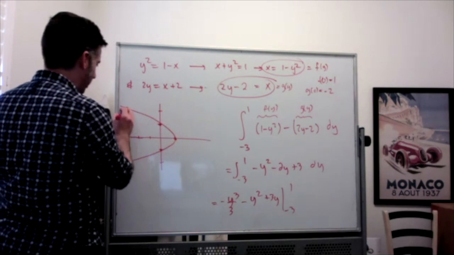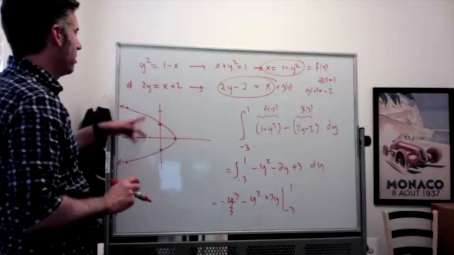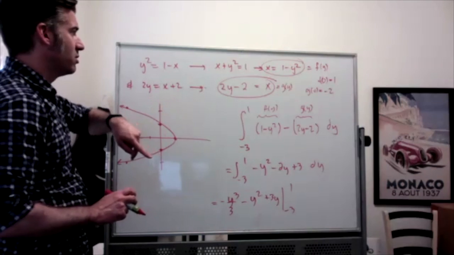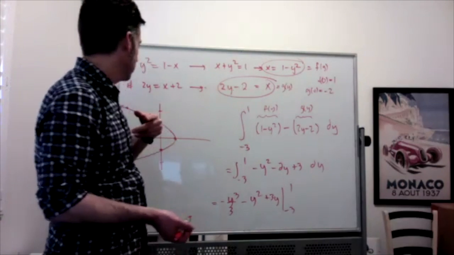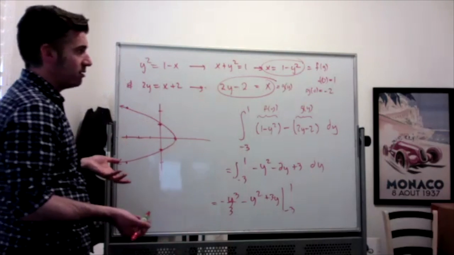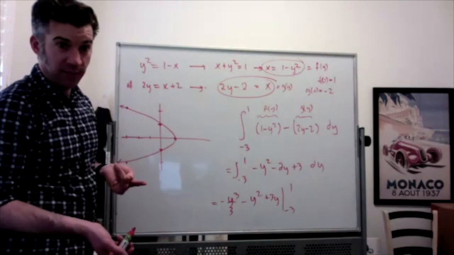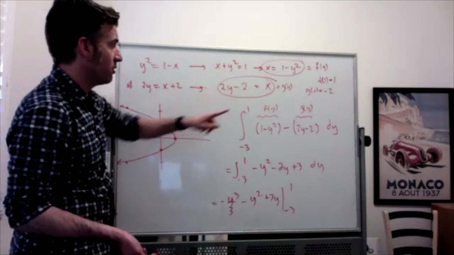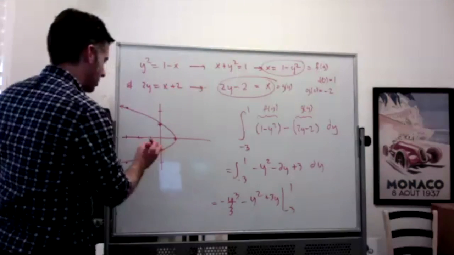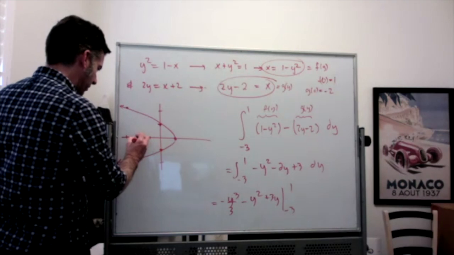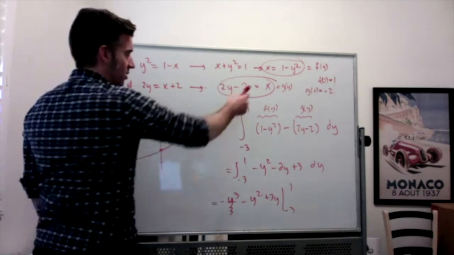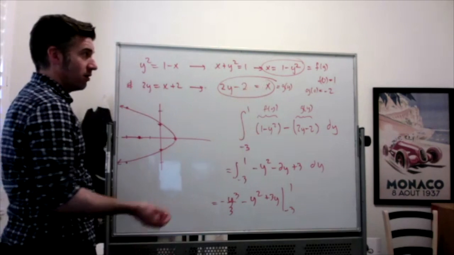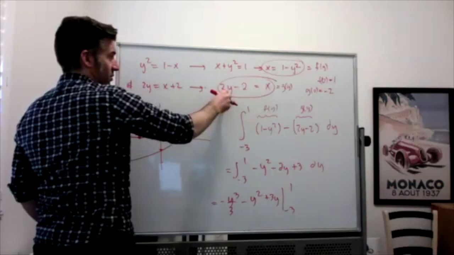So here's my leftward opening parabola. And then 2y equals x plus 2. If you solve for x, it's x equals 2y minus 2. So that's a line. I can just find some intercepts. If y equals 0, then x is negative 2. And if x is 0, y is going to be 1. Right? So you plug in 0 for x, 2 times 1 minus 2 equals 0.